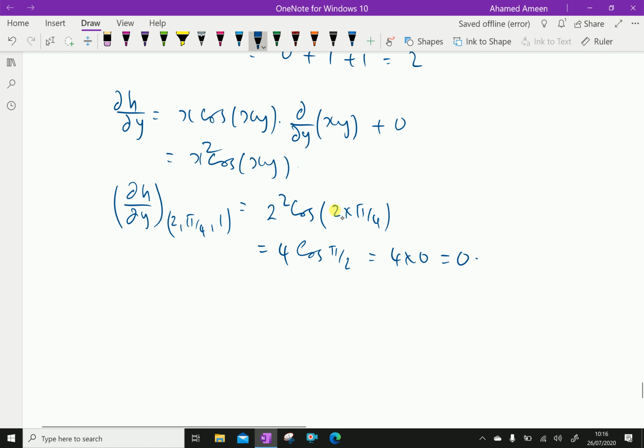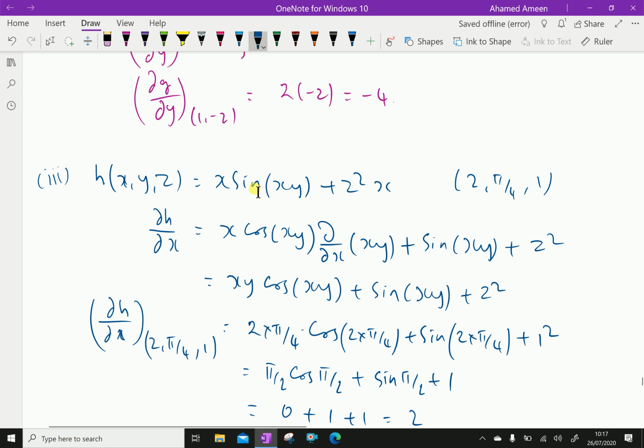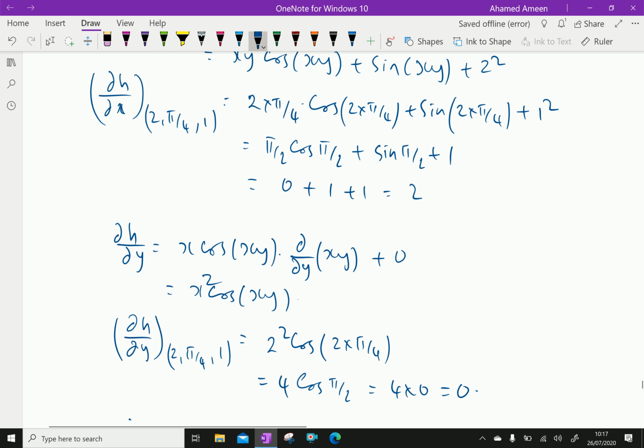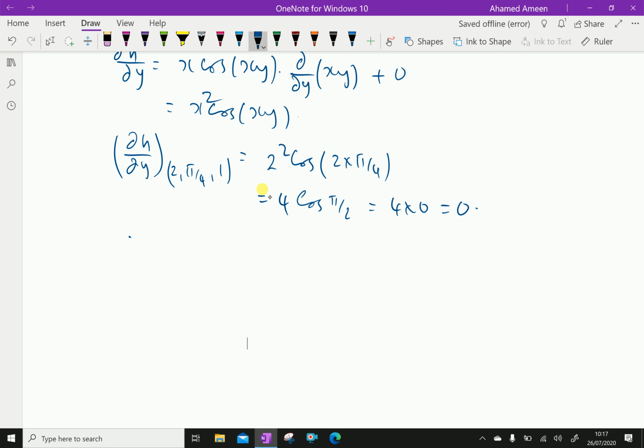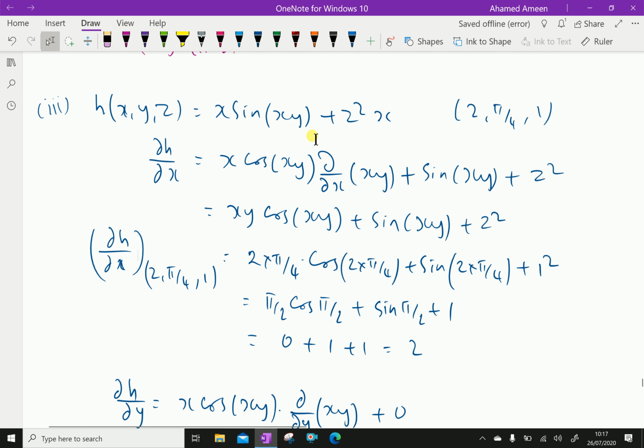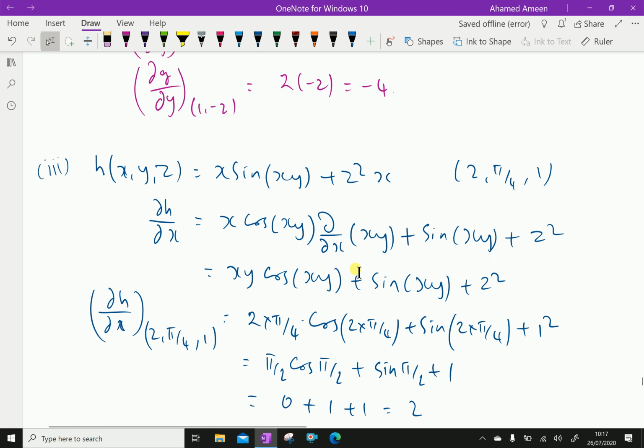Now next, ∂h/∂z. In the function x sin(xy) there is no z, all others are constant here, so 0. Then ∂h/∂z, the partial derivative of h with respect to z: the first term is fully constant, so 0, plus x into 2z, because here we have z² times x. The derivative is 2zx.